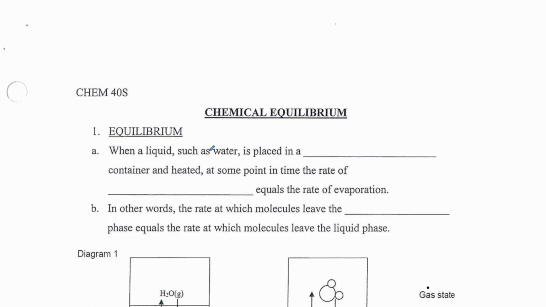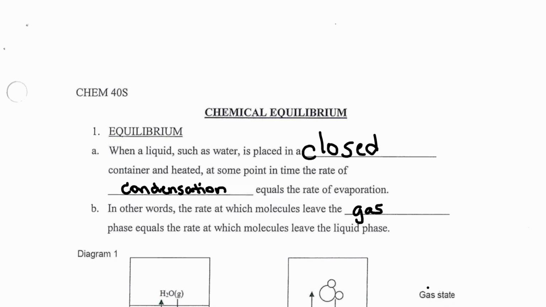So this first part says when a liquid such as water is placed in a closed container, so important that it has a lid, some way of containing the system, and heated, at some point in time, the rate of condensation equals the rate of evaporation. In other words, the rate at which the molecules leave the gas phase equals the rate at which molecules leave the liquid phase.